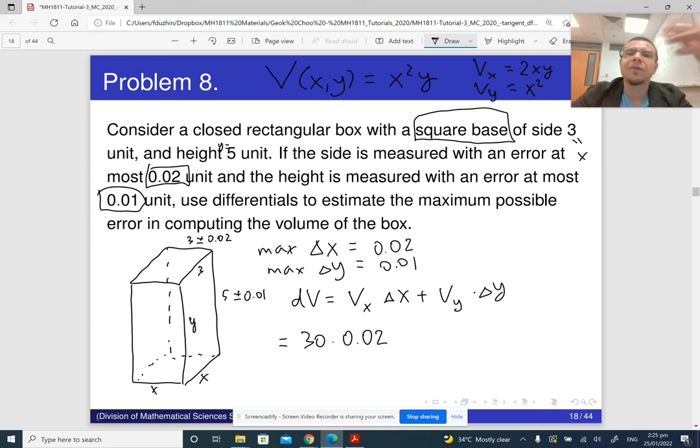0.02. So again, if hypothetically the partial derivative with respect to x were negative, then in order to get the maximum possible number here, I should have used negative 0.02 instead, right? So plus partial derivative with respect to y, which is x squared. My x is 3, so it's 9 times 0.01 units, and I guess this is just 0.69. That's the answer.